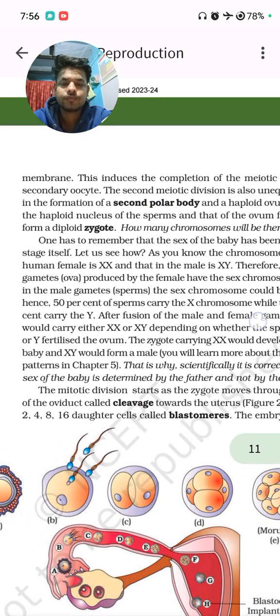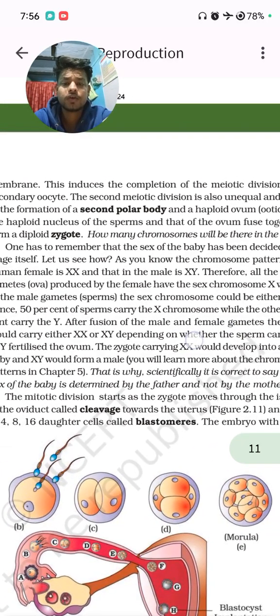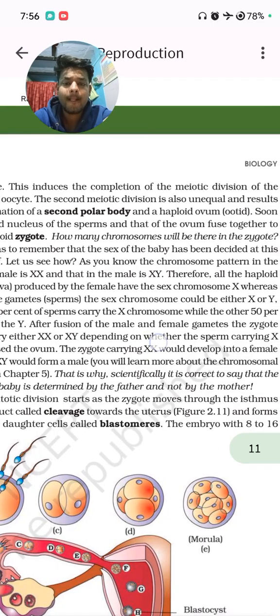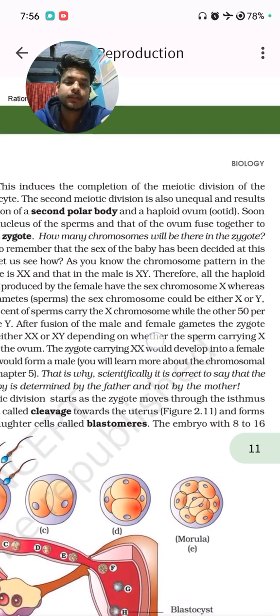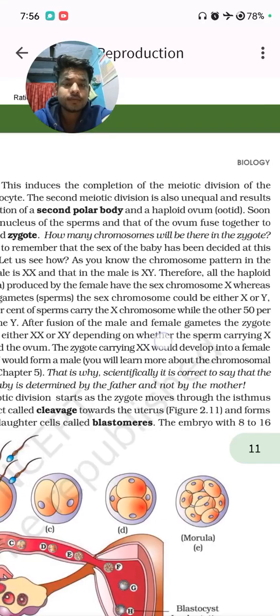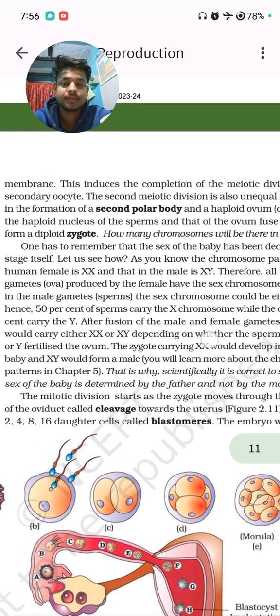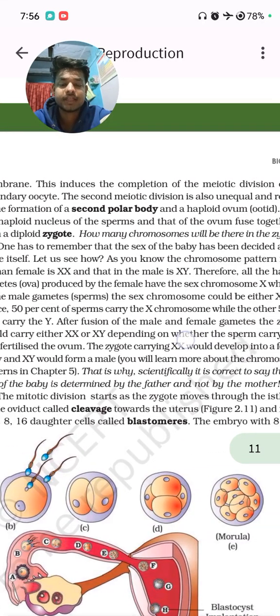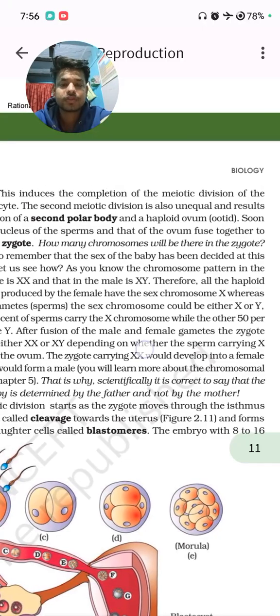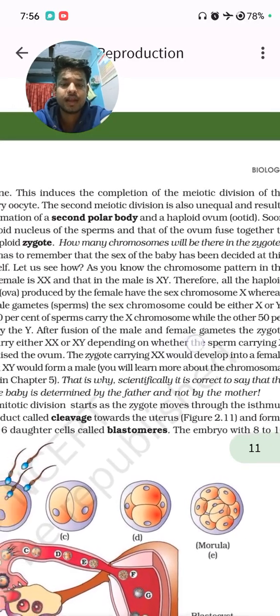to form a diploid zygote. How many chromosomes will be there in the zygote? Now remember that the sex of the baby has been decided at this stage itself.